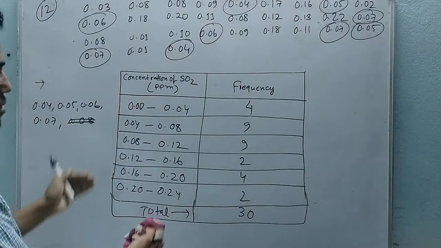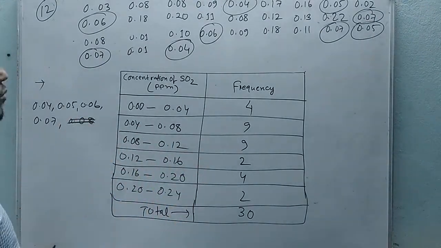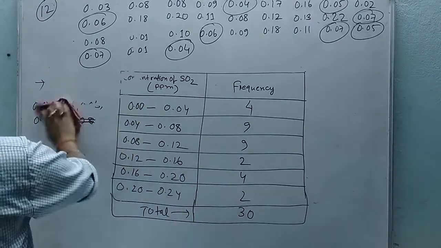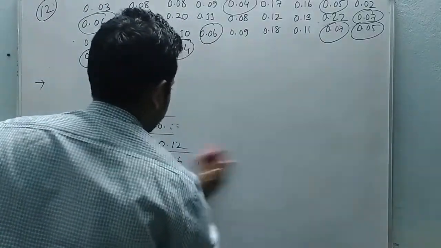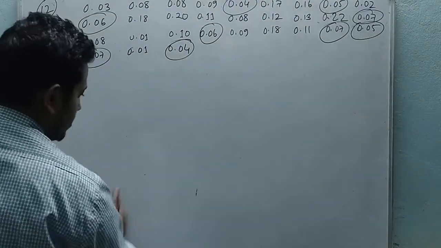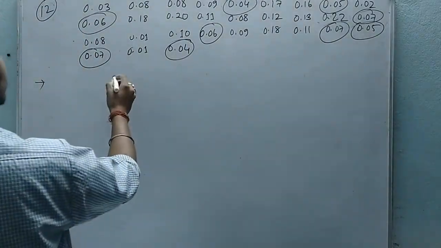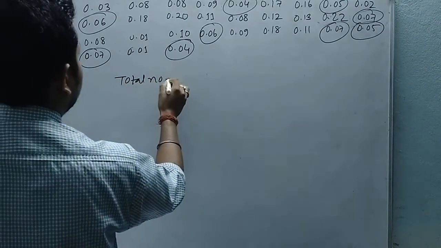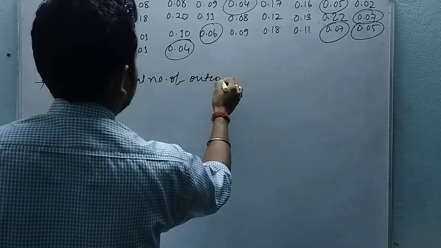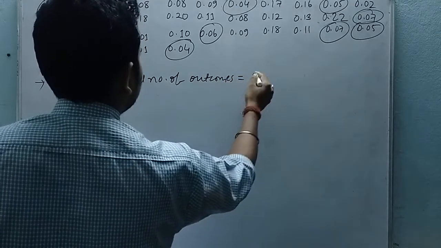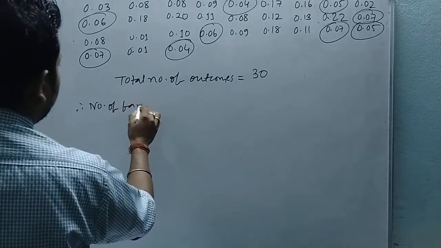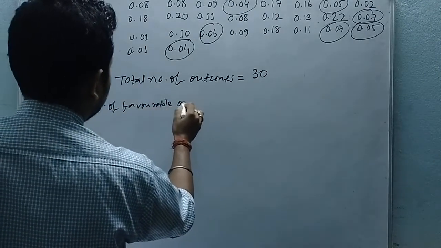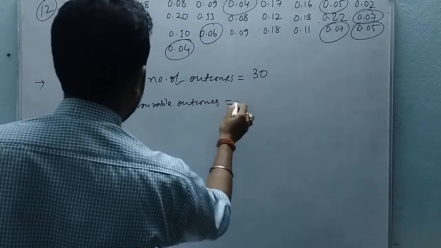We'll start how to find the probability. The total we got is 30. So this is your total number of outcomes. Total number of outcomes will be 30. So number of favorable outcomes will be.